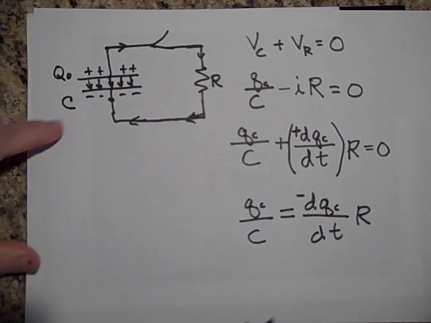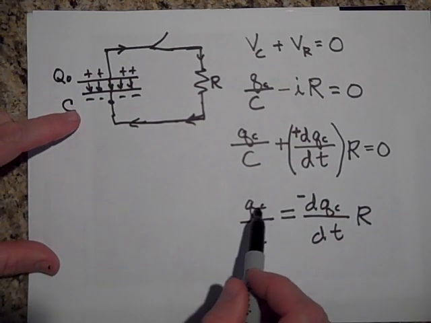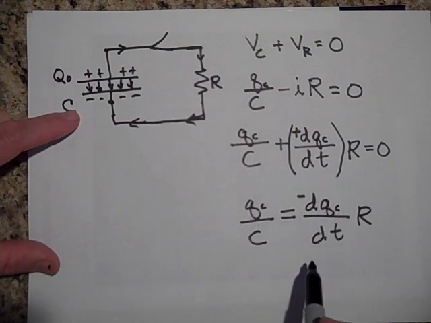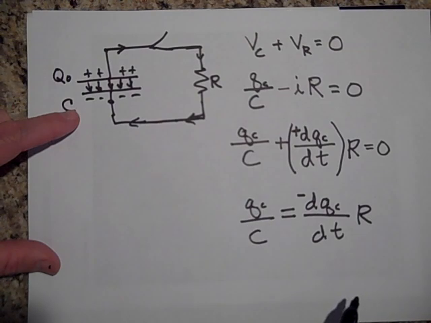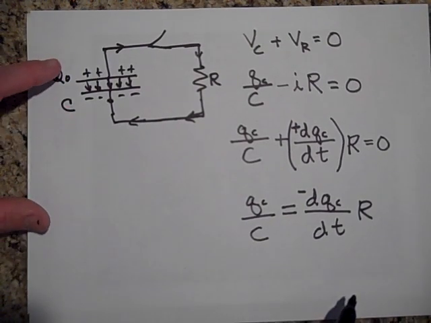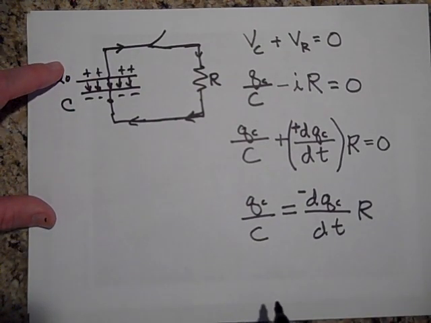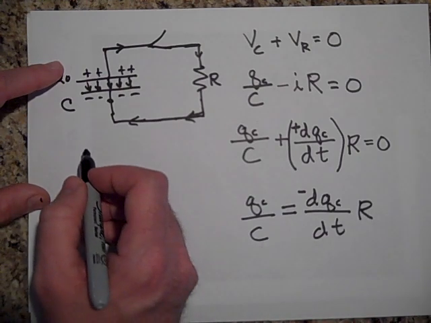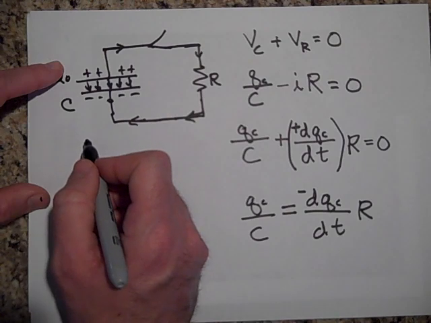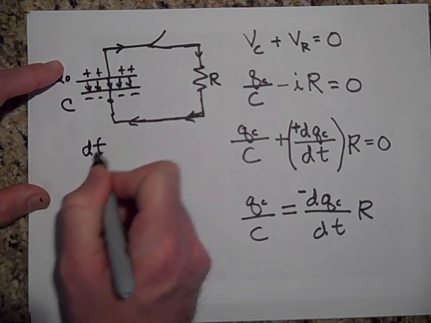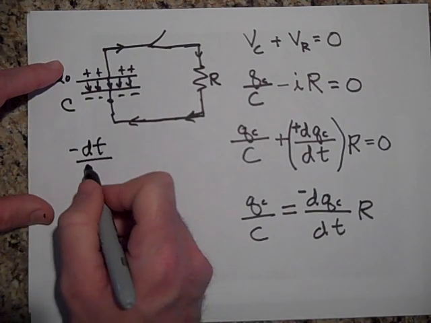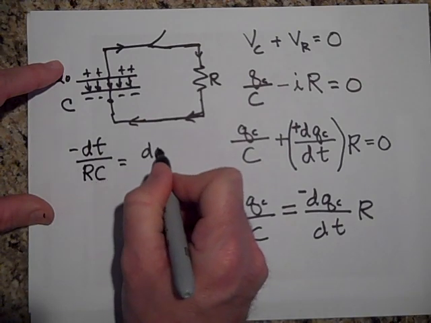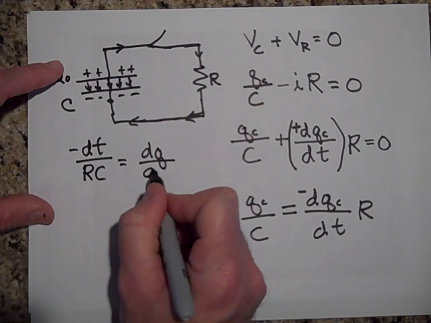Okay, I'd like to get my terms together. Q, which is the variable, I'd like on the same side as dq, and then I'll bring the dt over to the other side. The R and the C, maybe I'll get together too, so I'll bring the R over here as well. So coming over here, I'm going to have negative dt over RC equal to dq over q.